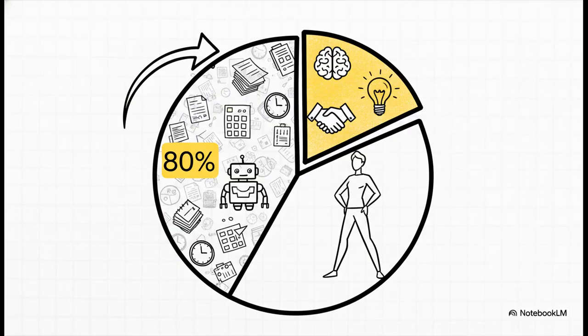But this is probably the most important thing to remember through all of this. AI isn't here to replace your expertise. It's not going to replace your judgment or your relationships. What it does is handle the 80% of the grunt work, the routine, repetitive stuff. And that frees up your time and your brain power for the 20% that actually creates value. The strategy, the judgment, that human touch.